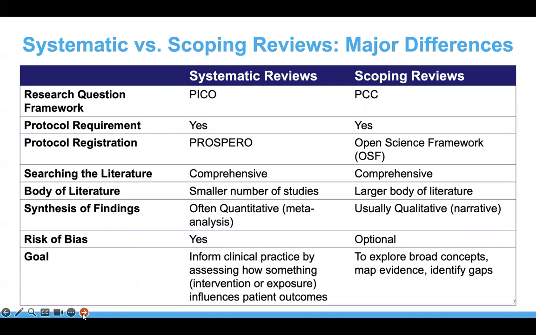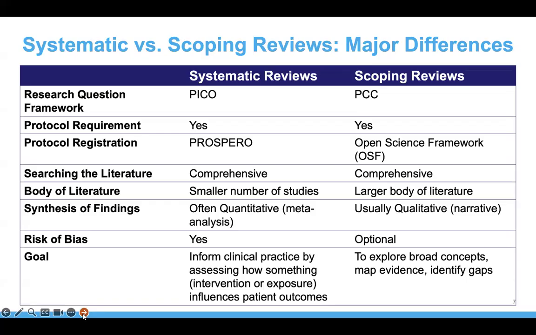However, where the protocol is uploaded differs. Typically, a systematic review protocol is registered with Prospero, which is a formal registry for systematic review protocols. Whereas scoping review protocols will often be uploaded in an open repository like the Open Science Framework.